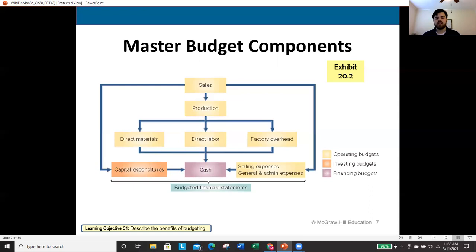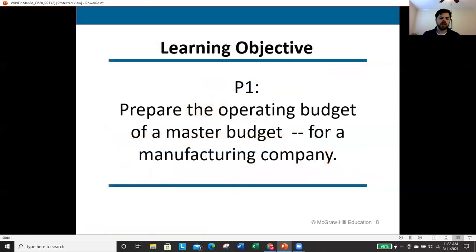So at the very beginning of all of this, I have to do my sales budget. After that, we'll typically do my production budget, and then we'll do those 3 budgets in the middle. Then after all of that is done, we can do the cash budget, and then we'll typically round out with our last two, the capital expenditures and selling, general, and admin expense budgets, and then of course, finishing all of this with those budgeted financial statements. So very good. Now let's see how this works.